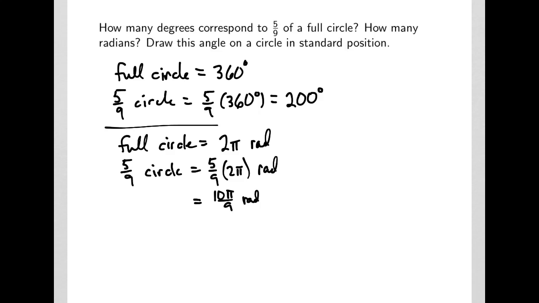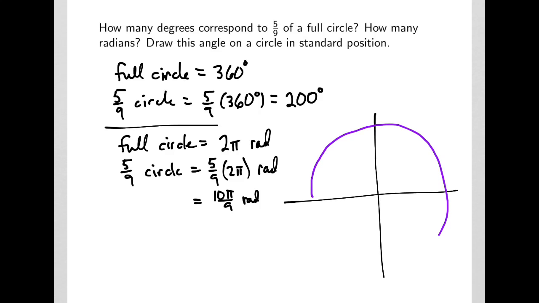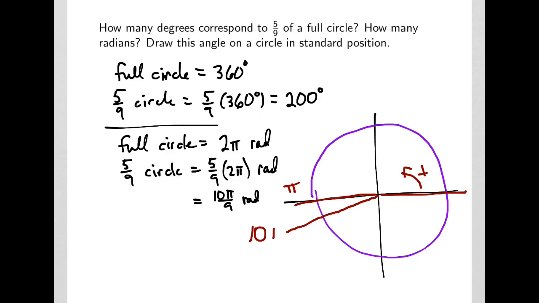And to draw this on a unit circle, in standard position we always start from 0, and we want to go in the positive direction, so we're going to go in the positive direction 10 pi over 9 radians. Well, every pi gets me here, and so we go pi/9 further, and this would be 10 pi over 9 in radians, which is the same as 200 degrees.